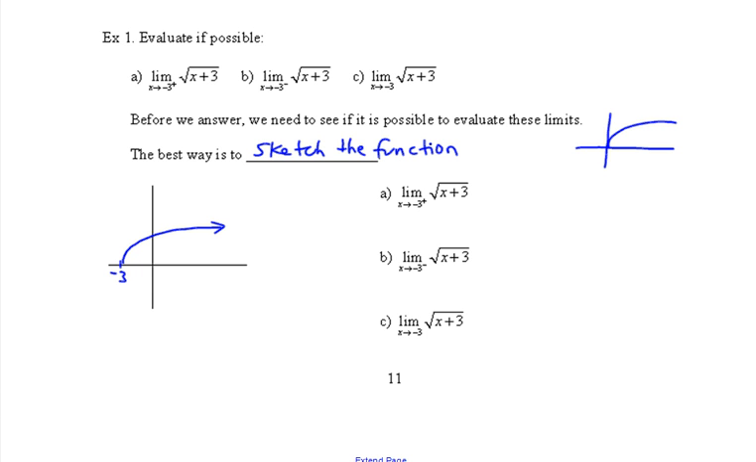Okay, so that's going to really help us. Let's look at this. From the right, as we approach negative 3, what are we approaching? The y value, 0. Good. From the left, can we approach the graph from the left? No, we can't. Does not exist, because there's nothing there. We can't approach it. So does the limit exist in this case? No, the limit does not exist. It has to approach the same thing on both sides. So the right-hand limit does not equal the left-hand limit. Therefore, the limit does not exist.